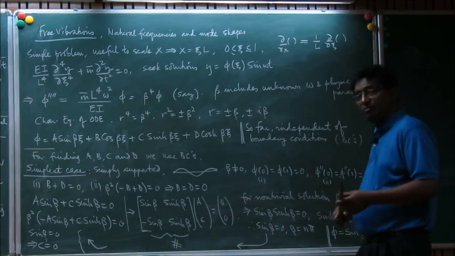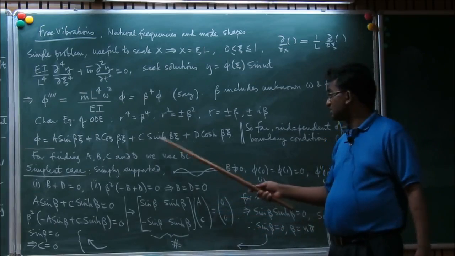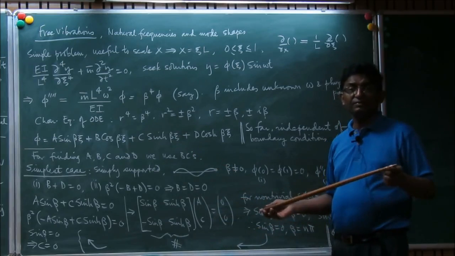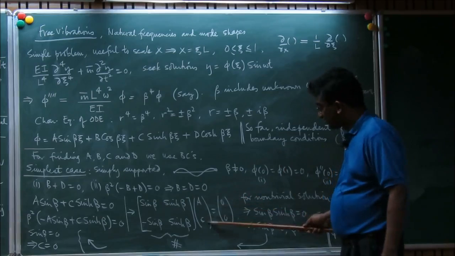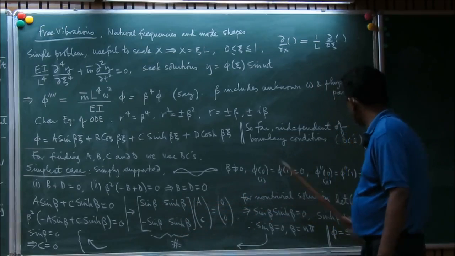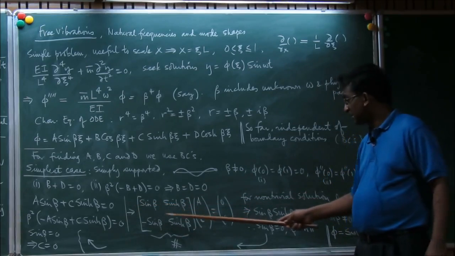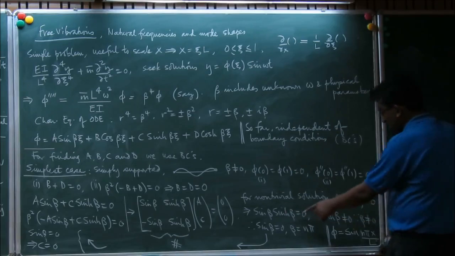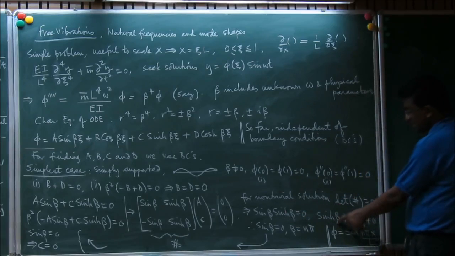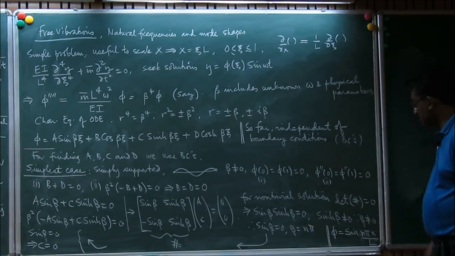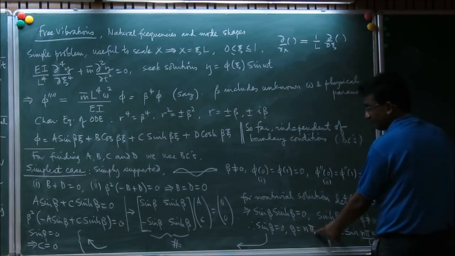A and C both 0 are not interesting because B and D are also 0. We need non-trivial solutions. To have non-trivial solutions, the determinant of this coefficient matrix must be set equal to 0. The determinant happens to be 2 times sine beta sinh beta. Since beta is not 0, therefore sinh beta is not 0. Therefore sine beta has to be 0, which means beta is n pi.